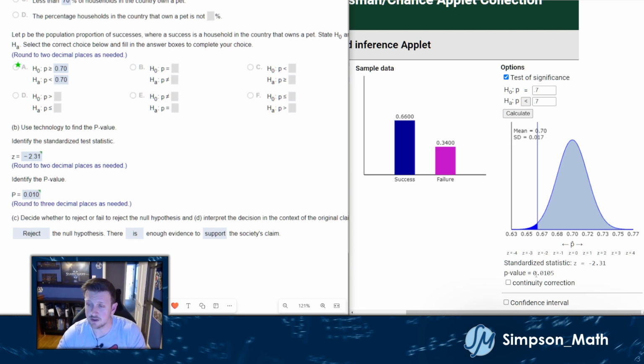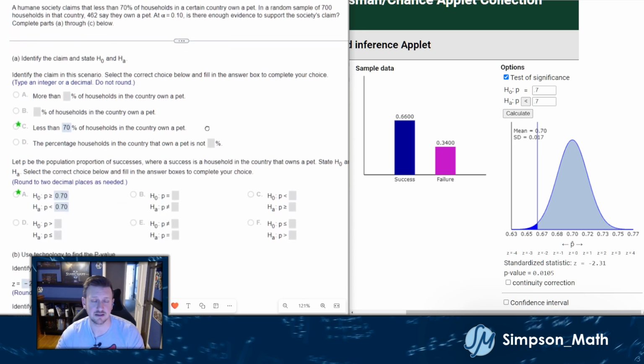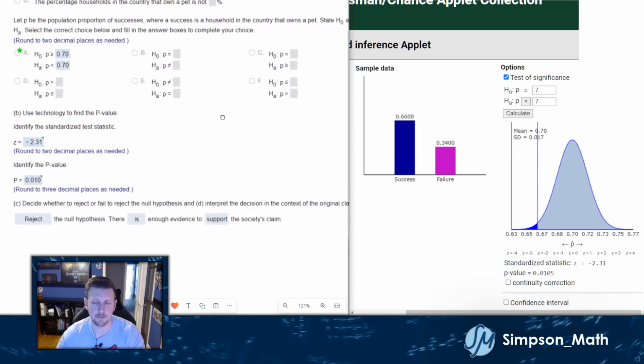At the end of the day on this question though, what is this p-value? This p-value is about 1%. What's my alpha level? My alpha level was 10%, 0.1. My p-value is smaller than my alpha, so that is enough evidence for me to reject the null. It's not likely that it happened by random chance based on how much evidence I need. So I will reject the null hypothesis and say that I do have evidence for the alternative, that the true proportion of households in a certain country that own a pet is less than 70%.